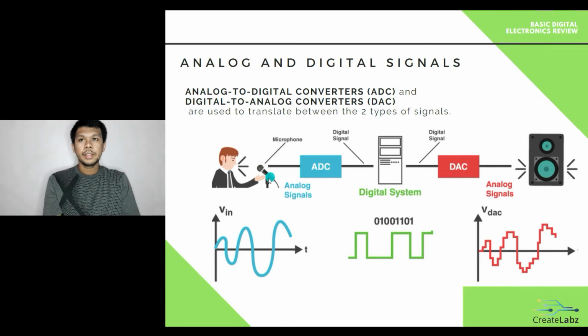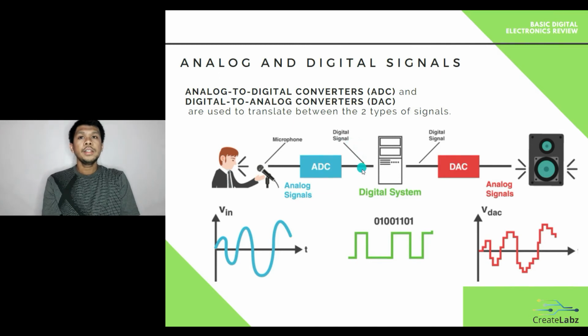Imagine a person here speaking. His voice is analog. The microphone is the sound sensor. It is an analog sensor. It takes analog signals from the person's voice. It goes through the ADC, analog to digital converter, and then the output of the ADC is already digital.